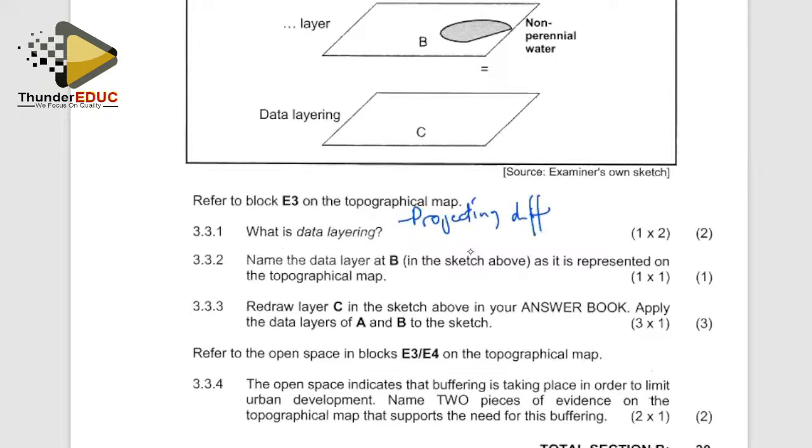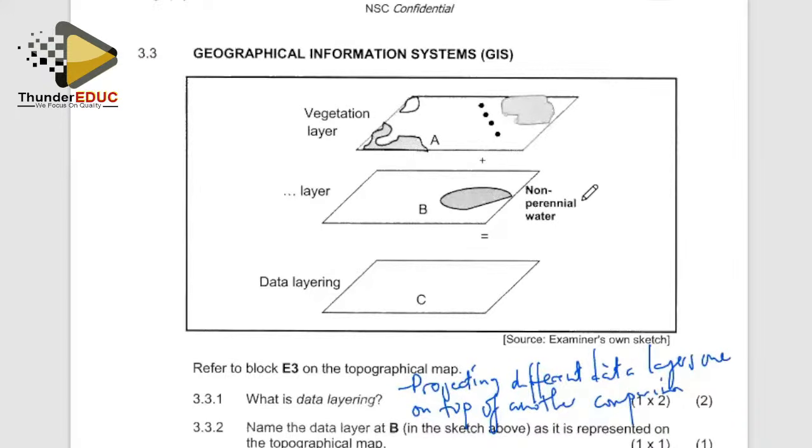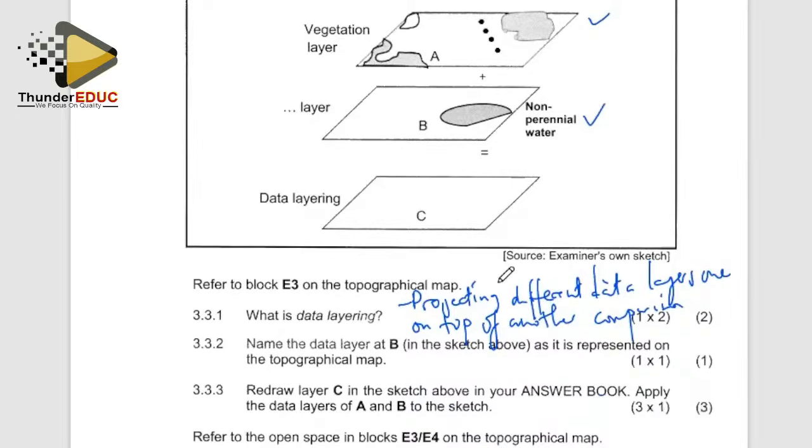Different data layers, one on top of another, to show comparison, for comparison reasons, and to show the relationship for spatial analysis. So you are seeing this is a data with non-perennial water and this is data with vegetation, but they are elevated on top of each other. That is projection, or projecting it on top of another. We are layering, putting a thematic layer and another layer on top of the other so that we can analyze the relationship between those two, can do spatial analysis.